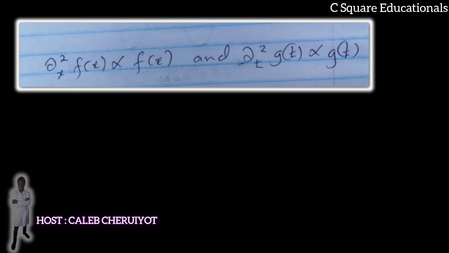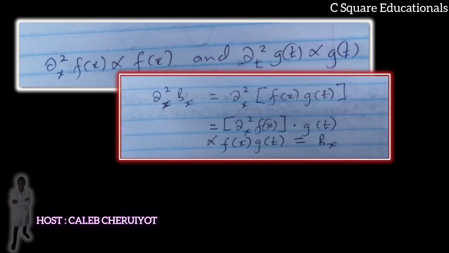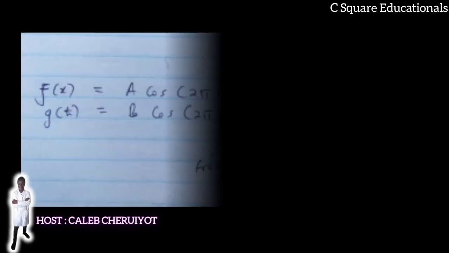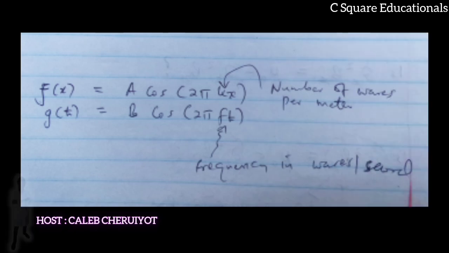If partial x squared f(x) is proportional to f(x) and partial t squared g(t) is proportional to g(t), that is, they are sines and cosines, then we have partial x squared Bx as shown. Also, partial t squared Bx as shown. And so we see that partial x squared Bx is proportional to partial t squared Bx, which is exactly what we need. Now let us consider these two functions, our separable solutions.